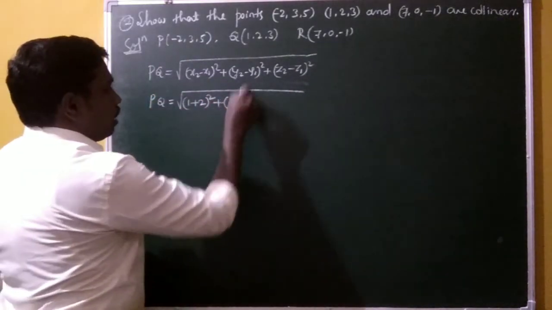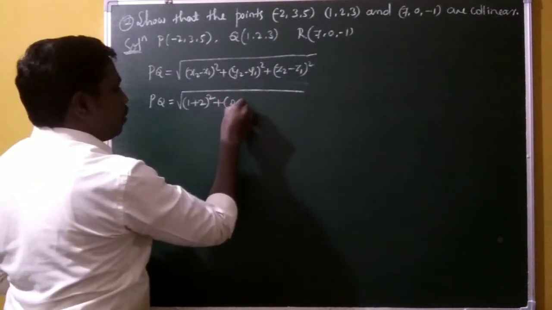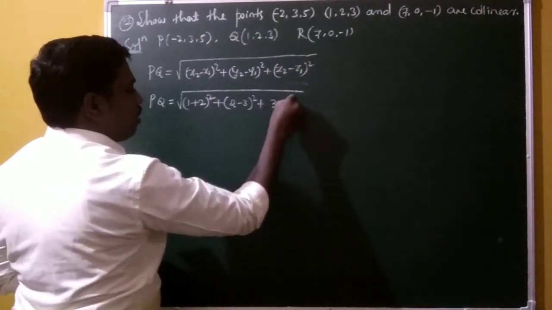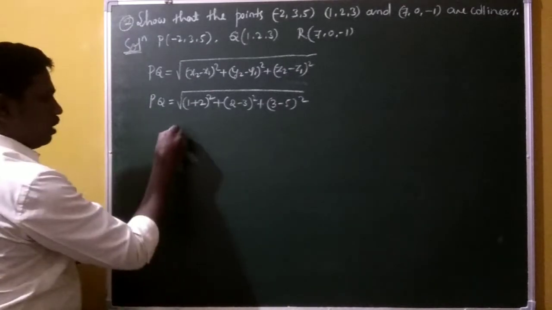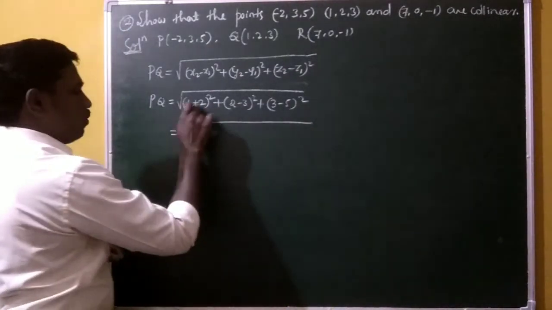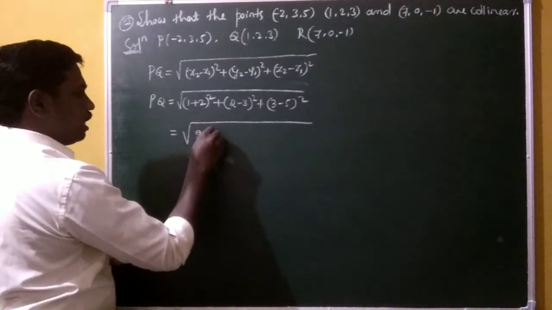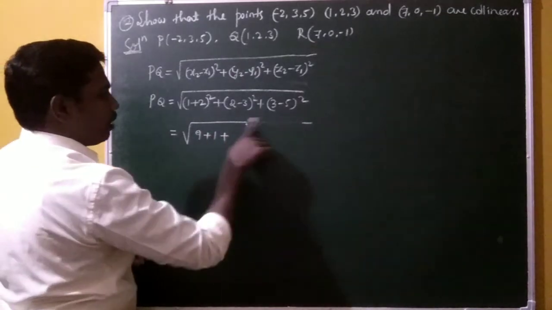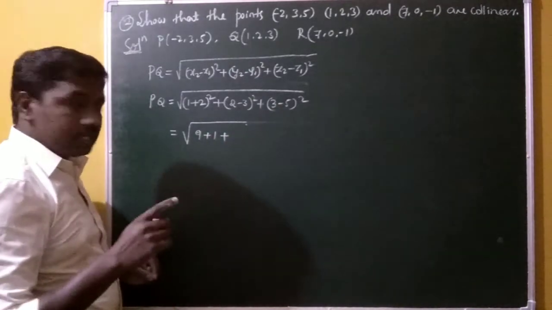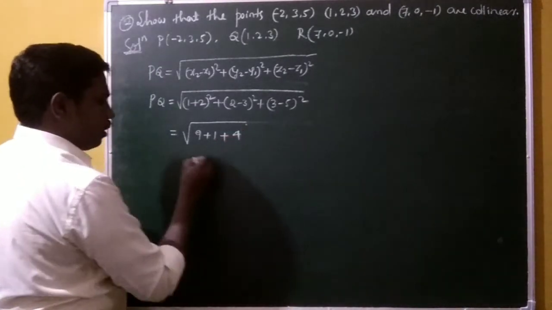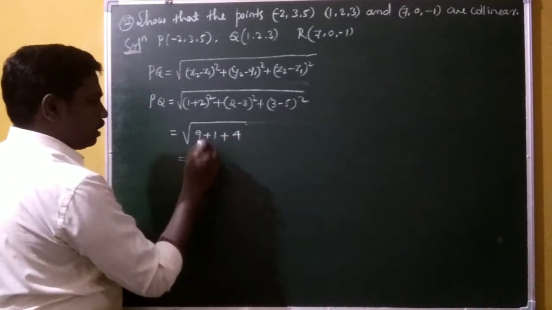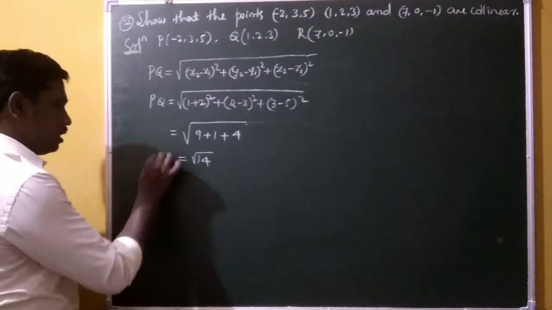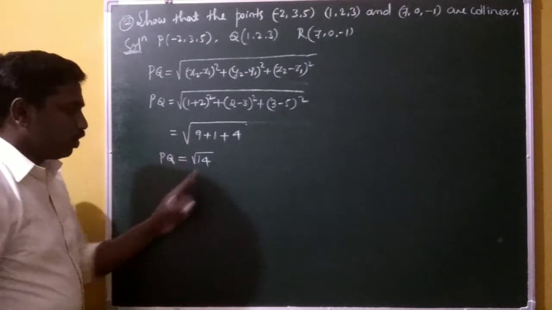Next (2 minus 3) whole square. Next (3 minus 5) whole square. Okay, the square root of 1 plus 2, 3 square is 9. So (2 minus 3) whole square is plus 1. Next, (3 minus 5) whole square is 4, right? So 9 plus 1 is 10, 10 plus 4 is 14, root 14 units. The distance between P and Q is root 14 units.